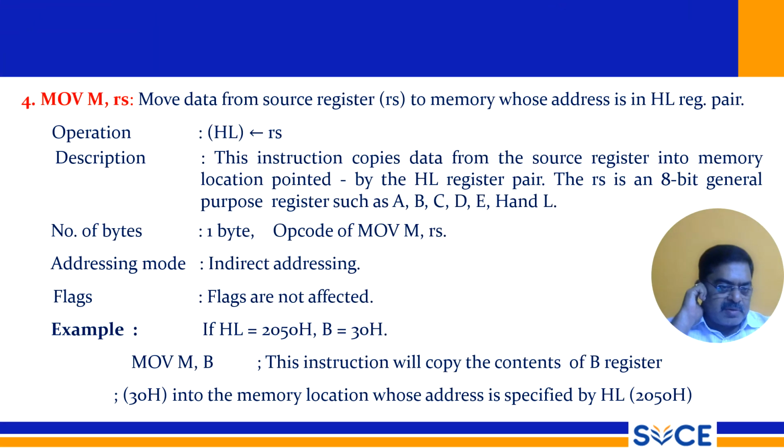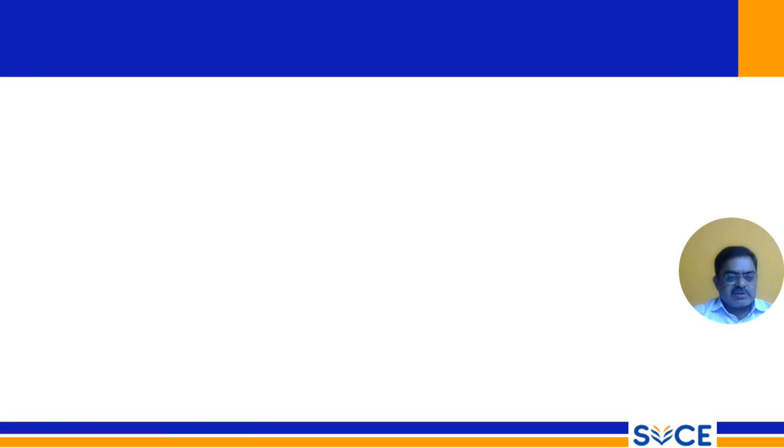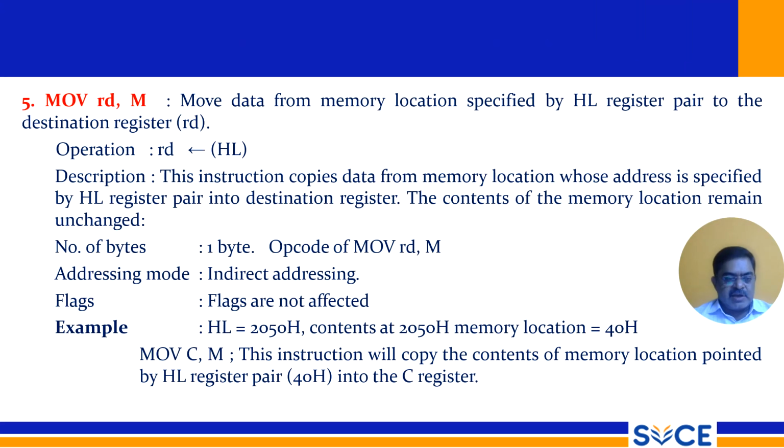Next is MOV M, Rs. It is indirect addressing mode, and the working is the same as earlier. No flags are affected. The next instruction is MOV Rd, M. Whatever address is specified by the HL register pair, in that address some data is present, and that will be moved to Rd. So now indirectly you are accessing the memory location. That is why it is indirect addressing mode. No flags are affected. So that is the fifth instruction.